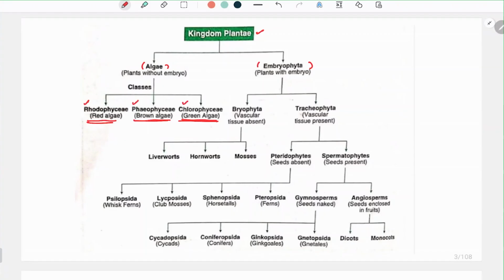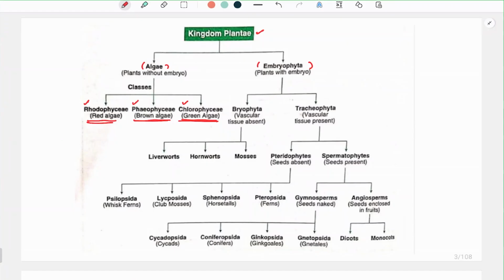Rhodophyceae appears reddish in color, so it is also called red alga. Phaeophyceae appears slightly brownish in color, so it is called brown alga. And Chlorophyceae is green in color due to the presence of chlorophyll A and B, so it is called green algae. Green algae is actually a precursor of the green plants, which are further divided into bryophyta and tracheophyta.